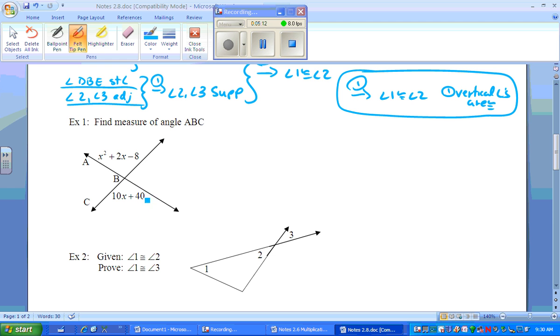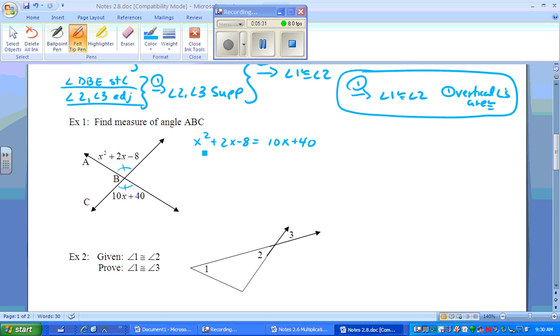So let's look at this example here. Find the measure of angle ABC. Well, ABC is right here. We don't know anything about it, but we know it's supplementary to both of these two angles. And these two angles here are vertical angles, so they're congruent. So we can set x squared plus 2x minus 8 equal to 10x plus 40.